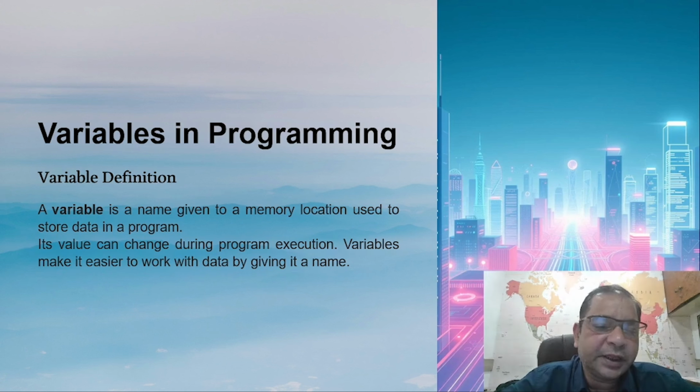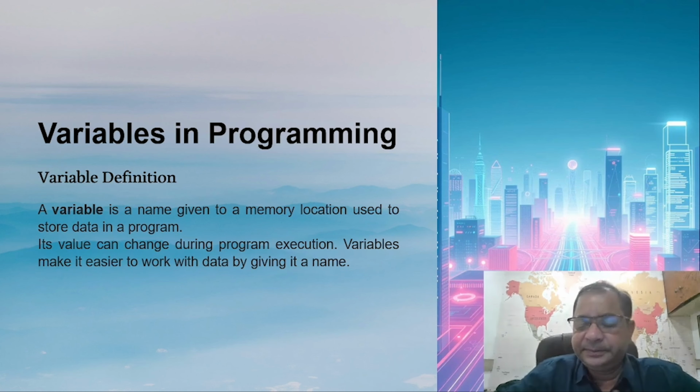Variable: like in any other language, a variable is a name given to a memory location used to store data in a program. Its value can be changed during program execution. Variables make it easier to work with data by giving it a name.